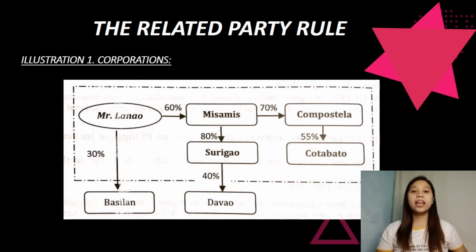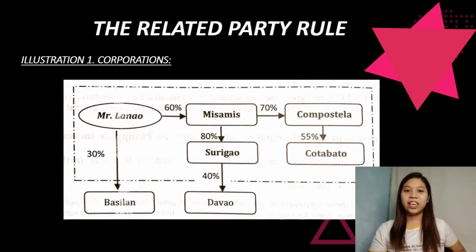Transactions between any of these taxpayers, either intercompany or involving Mr. Lanao, the ultimate controlling individual, are transactions between related parties. There being absence of control, Basilan and Davao are neither related between themselves nor to the group of affiliated corporations. In liquidation, all shareholders, related or unrelated, may realize actual losses on their investments. Hence, liquidation losses incurred from a related party are deductible.